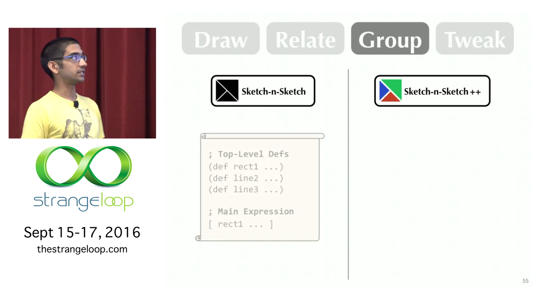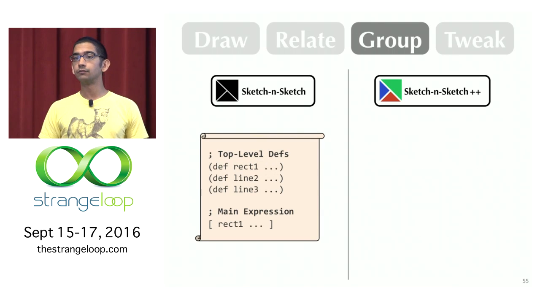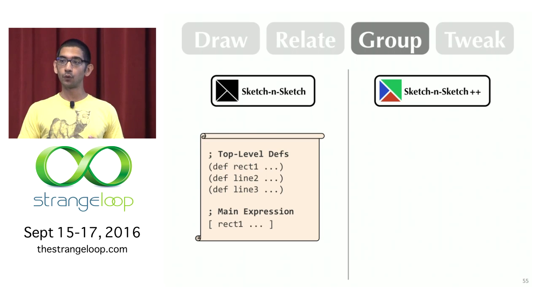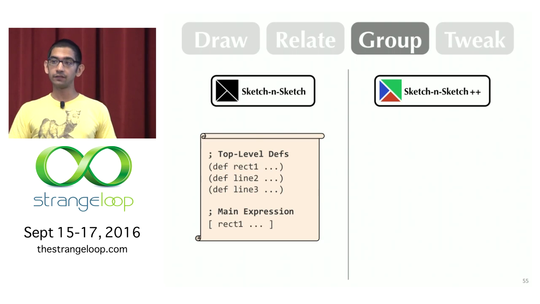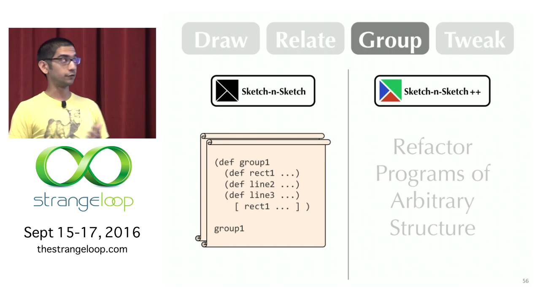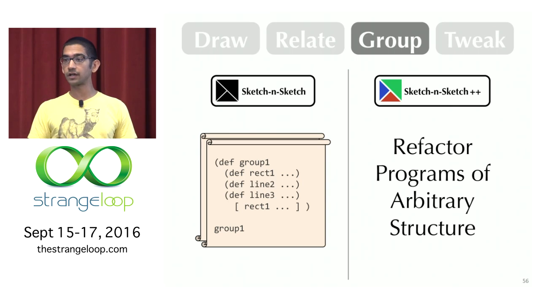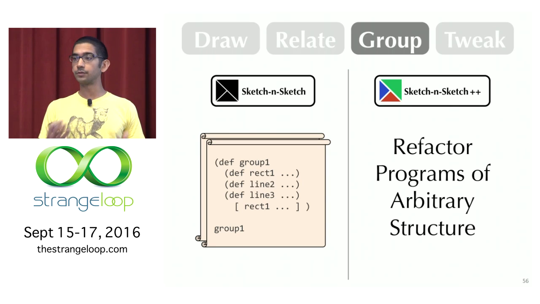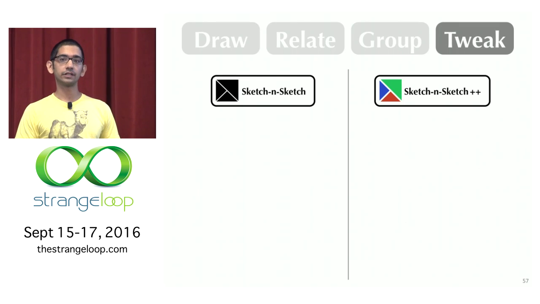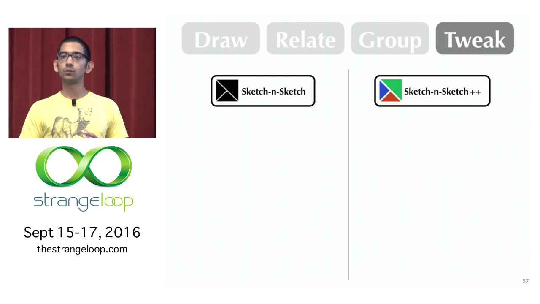Another limitation is that currently our refactorings for grouping and abstraction require that the program be in the form of a bunch of top-level definitions followed by main. And then the user can select certain top-level definitions by direct manipulation to trigger the refactoring. But in the future, we would like to provide similar kinds of refactorings, but for programs in more arbitrary structure.